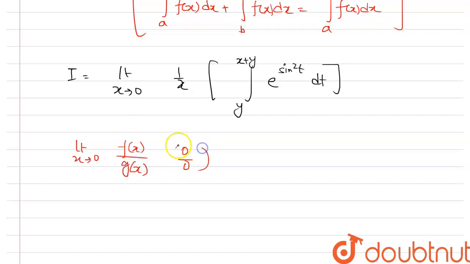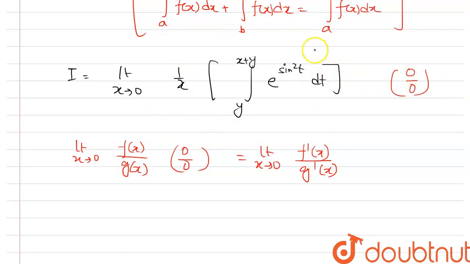Now note one thing, that when limit x tending to 0 fx by gx is of the form 0 by 0, then according to L'Hospital rule we can say that this will be equals to limit x tending to 0 f dash x divided by g dash x. Similarly, we can see that this is also of the form 0 by 0, where fx is equals to this integral and gx is equals to x.